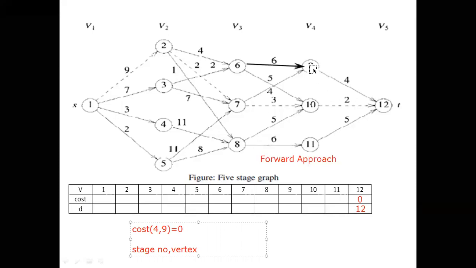There's no confusion. There is only one edge going, and the weight of that particular edge is 4. That is why you can write it as 4 only. I hope it's clear. Stage number and vertex number: the stage number is 4 and the vertex number is 9. 9 means 9 to 12. Why? Because the destination is 12. Initially I already told, right?